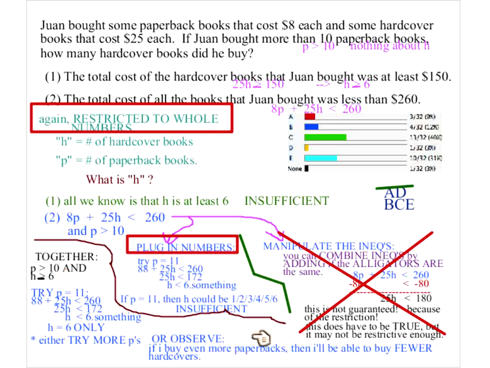Or you can observe. Remember, you have a fixed ceiling on how much money you can spend. You have a $260 limit. So what this means is that the more paperbacks you buy, the less hardbacks you can buy. You're already restricted to 6. Anything under 6 is no good. So if you realize that pattern, then you don't have to do any more plugins. You can realize that this is the absolute maximum that you'll get.